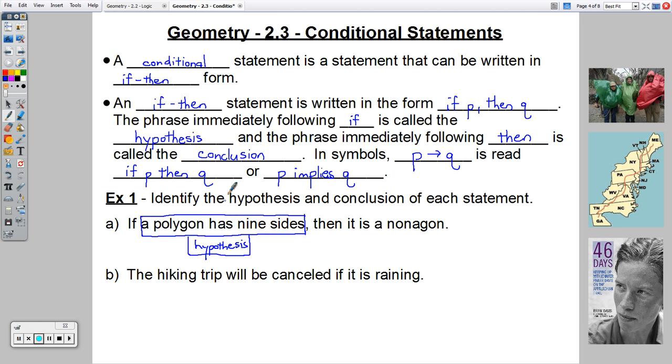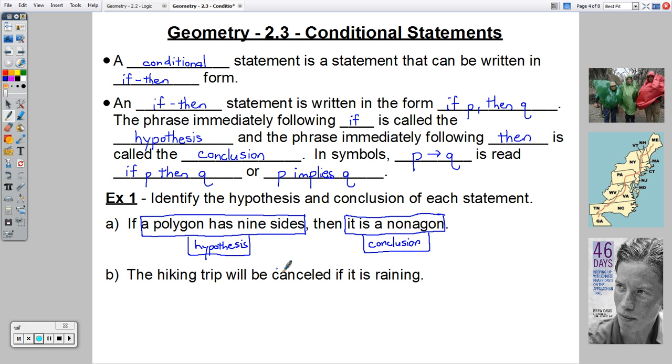And the conclusion is the part after the then. So notice I'm not including if, I'm not including then in these phrases. And I'm also not including the punctuation. It's just the phrase itself. I'm not saying whether or not this is a true statement right now. I'm just identifying what the hypothesis and conclusion are. So I could consider the truth value of this statement. If a polygon has 9 sides, is it in fact a nonagon? Yeah, that's what a nonagon is. So this one would be a true statement as well.